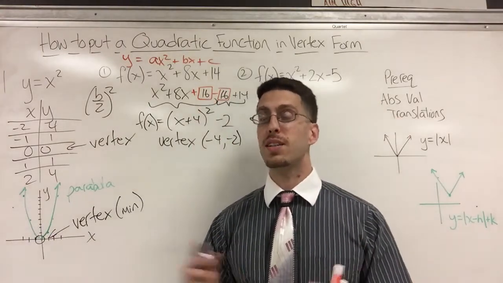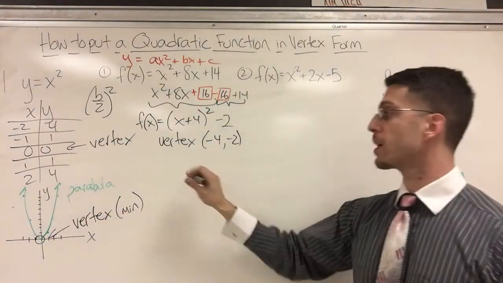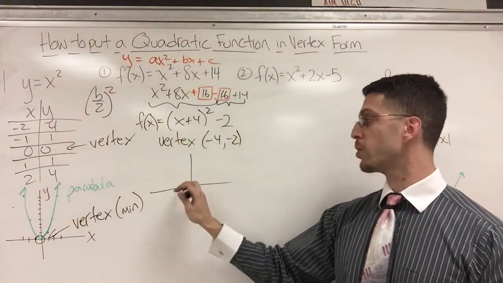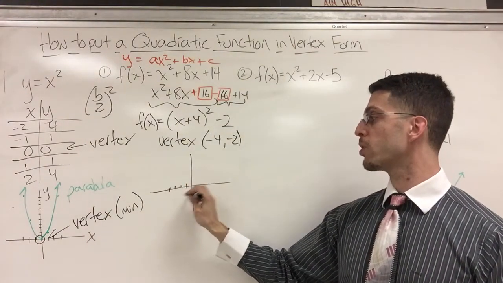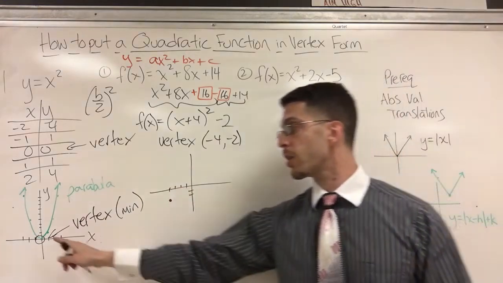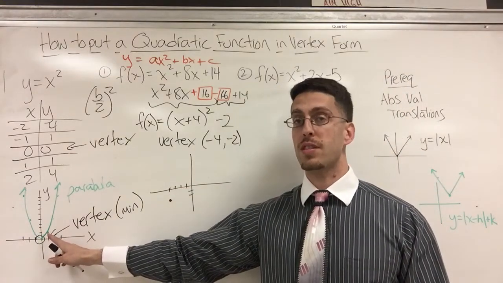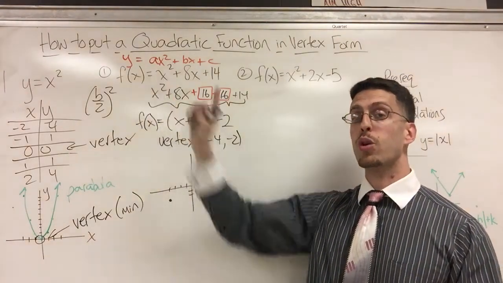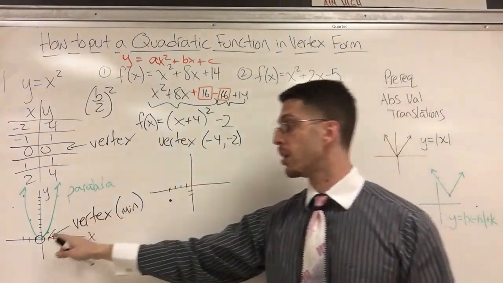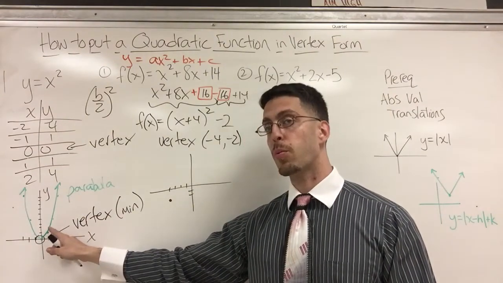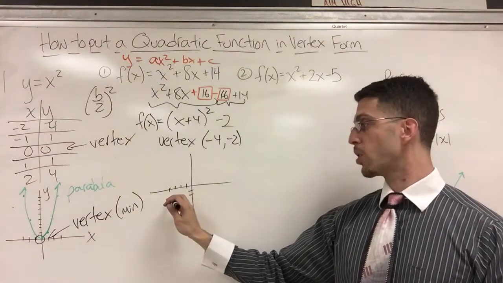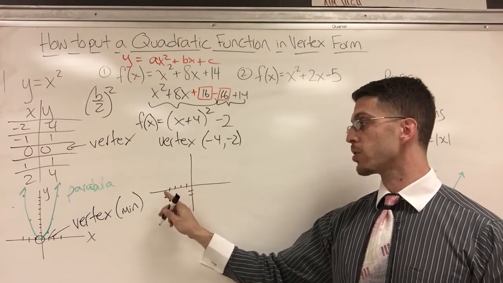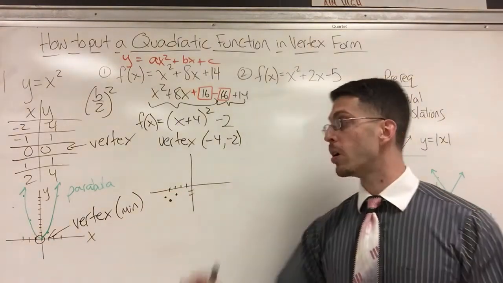I don't need to do anything on the calculator, because I already know that if my vertex is negative 4, negative 2, here's my vertex. I already know that all parabolas have the same pattern, as long as there's no number in front of the x squared. As long as there's no leading coefficient, they all have the same pattern. They go over 1, up 1. So I would go over 1, up 1. Here's a point. Over 1, up 1 the other way also, because parabolas are symmetrical.